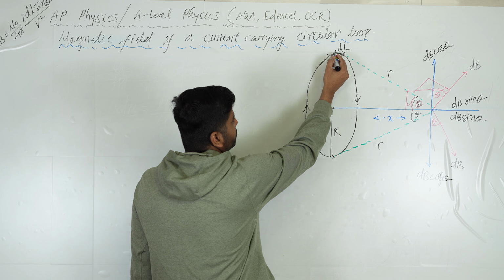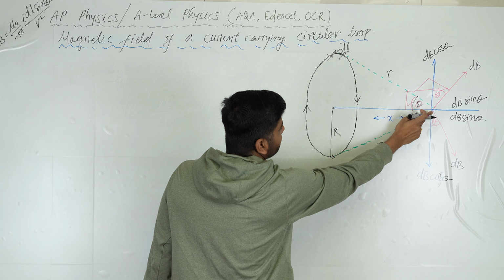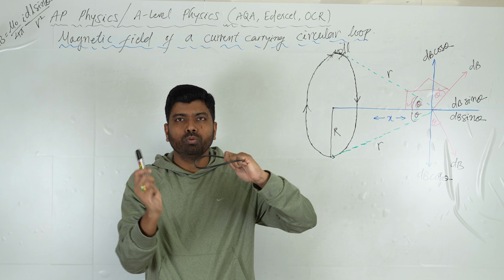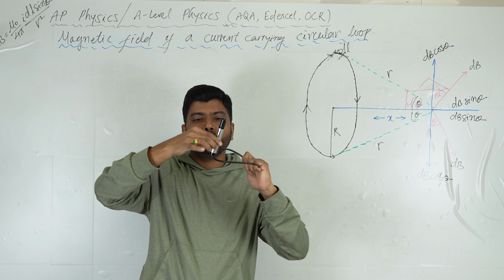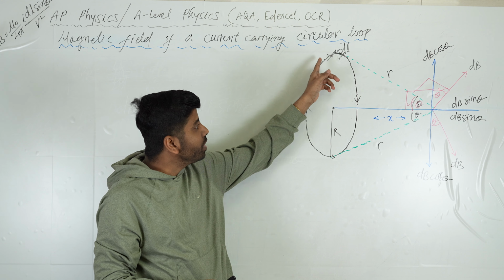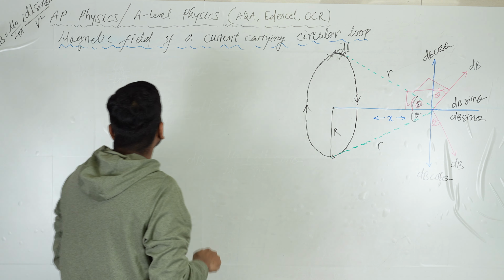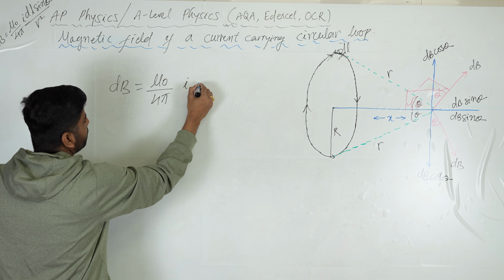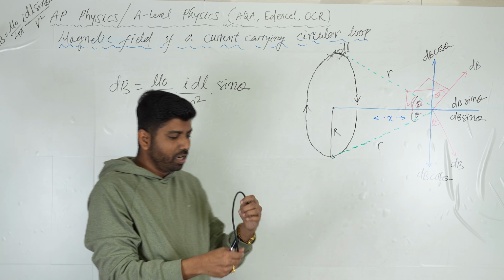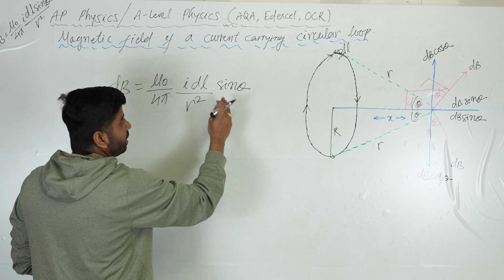If I take this small element dl as the small current carrying element, and r is the distance, and if you see very closely, the angle between the current carrying element and the distance is 90 degrees. So the amount of magnetic field produced here due to this small element is dB equals mu naught upon 4 pi, using the Biot-Savart law, I dl sine theta upon r square. Sine theta is for the angle between the distance and the current element, and that angle is 90 degrees.